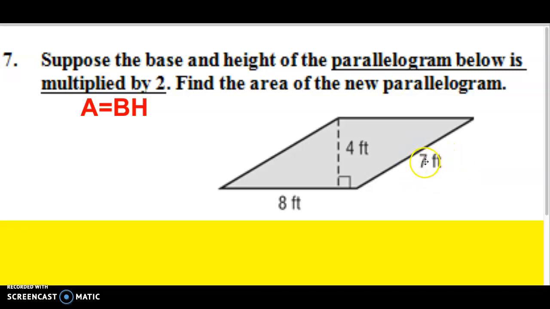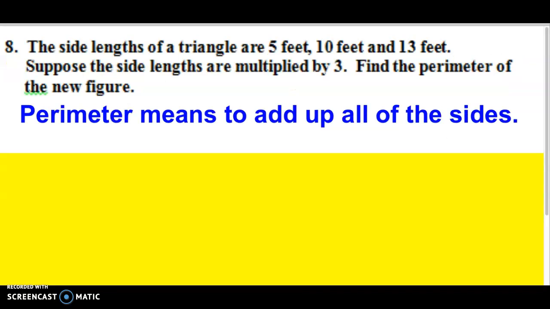You're finding the area. And you want to find the area of the new parallelogram. So you have to draw a new one and multiply the dimensions by 2. Perimeter means to add up all the sides, draw a new triangle with the side lengths here tripled. Multiply by 3 means tripled.